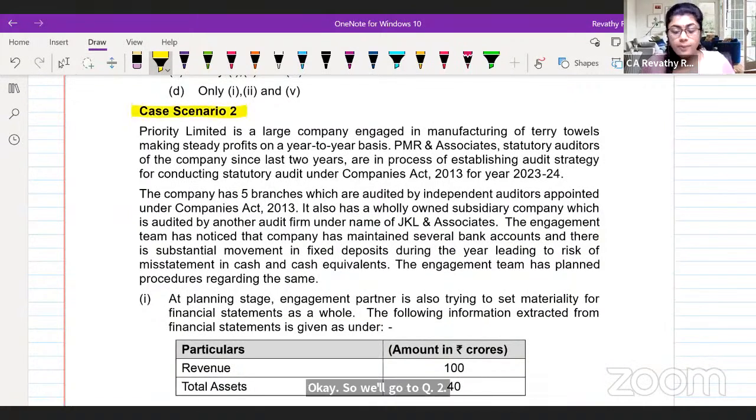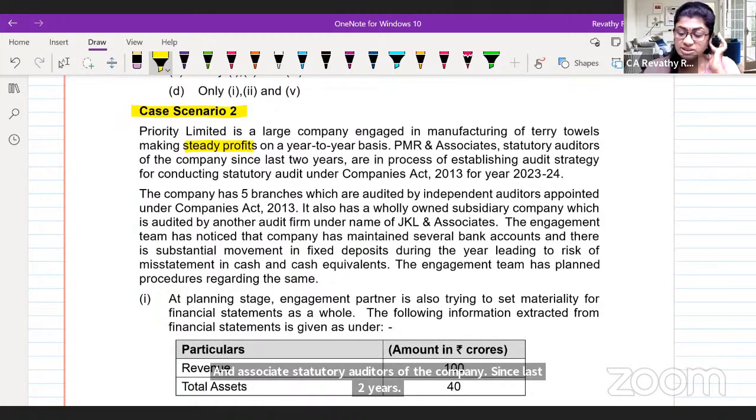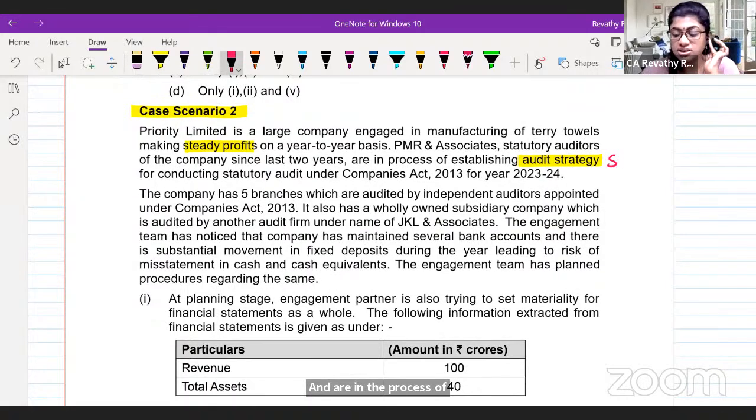Read. Priority Limited is a large company engaged in manufacture of terry towels, making steady profits year to year basis. PMR and Associates are statutory auditors of the company since last 2 years and are in the process of establishing audit strategy. Audit strategy, SA 300: strategy, plan, program. Program is not SA actually. Strategy and plan, preliminary engagement activity. Very good. SA 315 is risk assessment. Chapter 2, it is SA 300. And they are conducting the audit for the year 23-24.